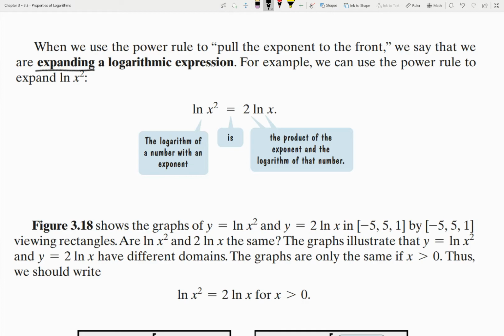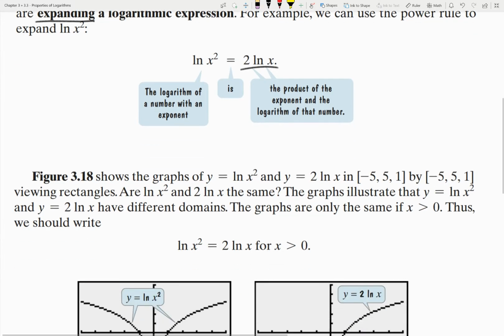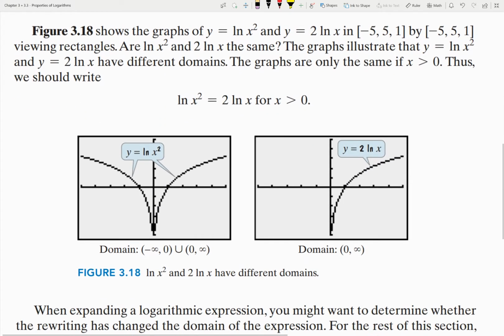And again, this is how we expand a logarithm. So what we do is we take the 2, bring it to the front, and we get 2 natural log x. Problem though, when we look at the graph of the natural log of x squared and 2 natural log x, they are not the same.